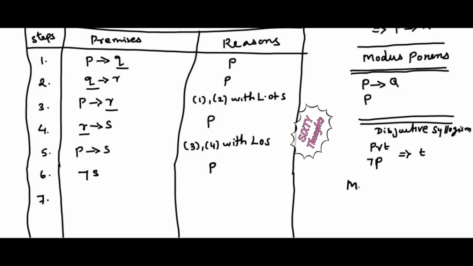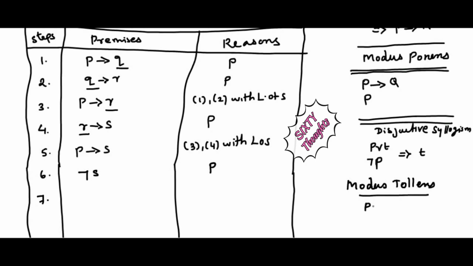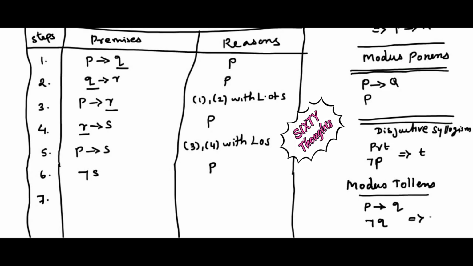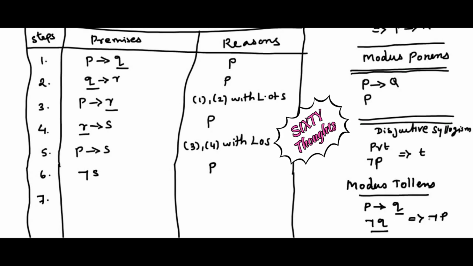What is the modus tollens law? What does modus tollens law mean? P then Q, negation Q, so we get negation P. If we have negation of Q, we get the negation of the first statement, that is negation P.